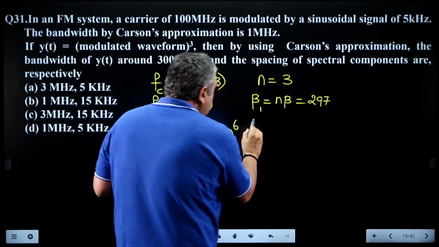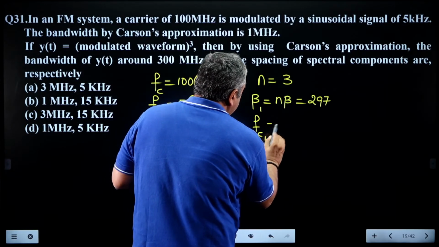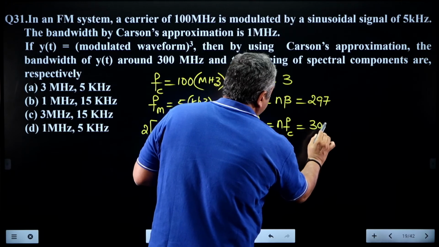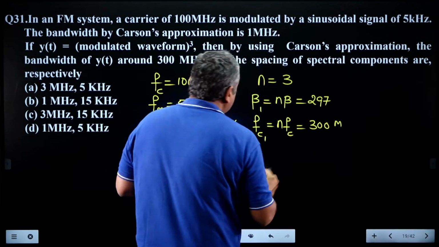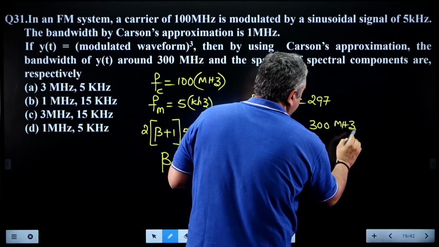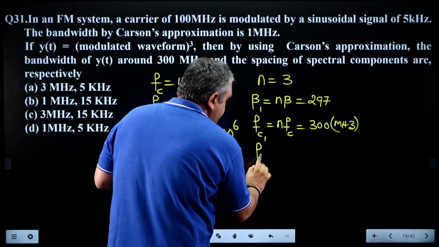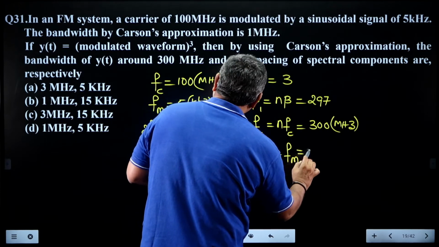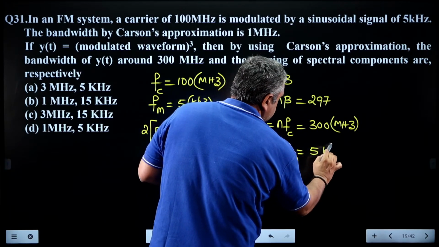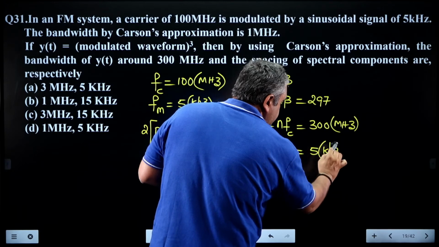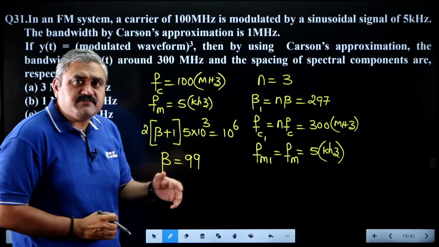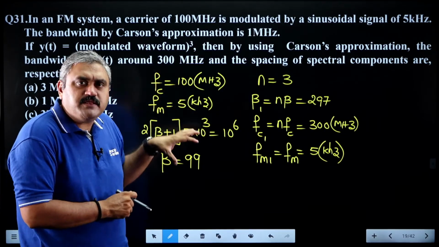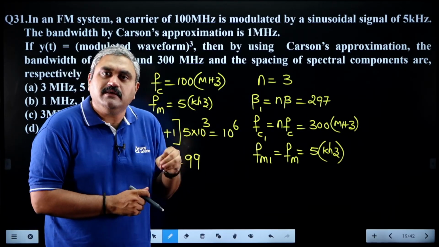And what will be the new value of carrier frequency? N times the original carrier frequency. So this is going to become 300 megahertz, 100 megahertz multiplied by 3. And what is the new value of your message signal frequency? This remains the same. Message frequency does not change. So it remains at 5 kilohertz. Immediately these things should come into your mind. The previous question was very easy to solve. In this question the model of framing is the same, but a little bit lengthy.